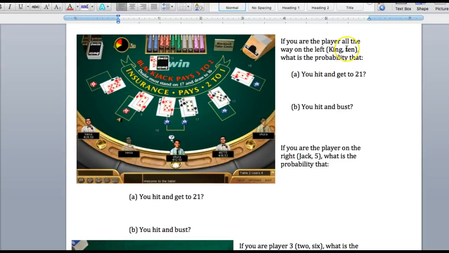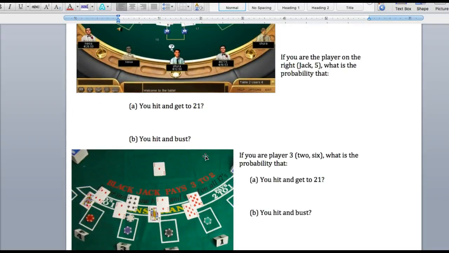So when you're looking at the hand way to the left, the king 10 here, it wants to know what's the probability that you hit and you get to 21. So that would mean, if you have 20 right here, if you hit and get 21, then you're going to need an ace. So what's the probability that you get an ace based on the amount of cards that are out and based on the amount of aces that you already see out and all that.